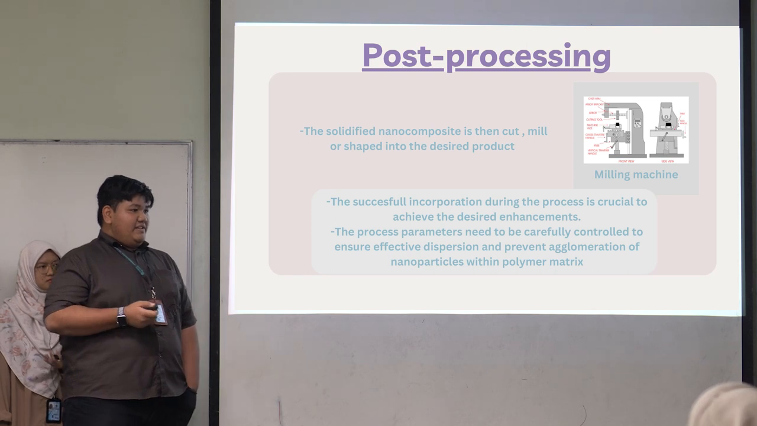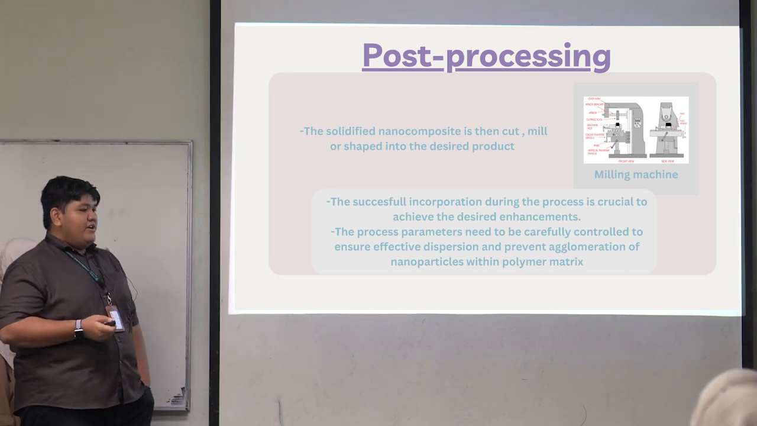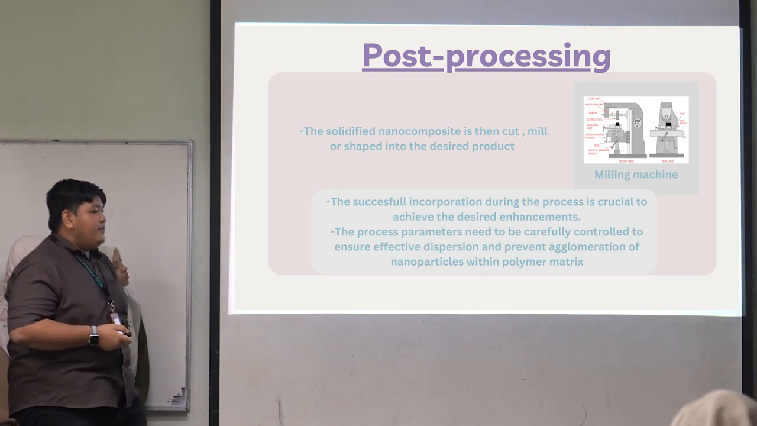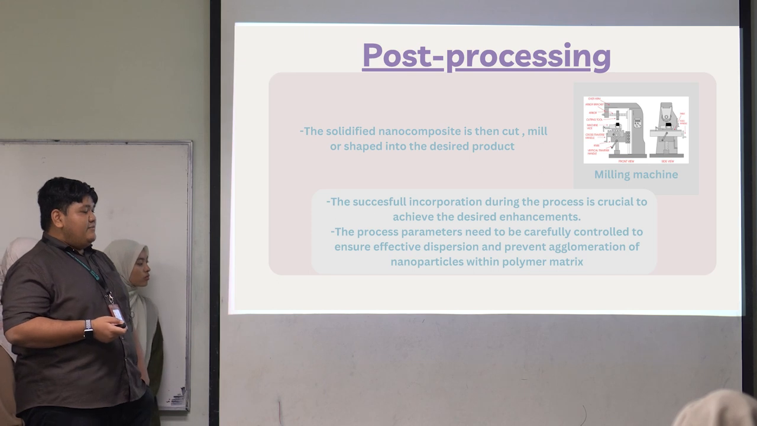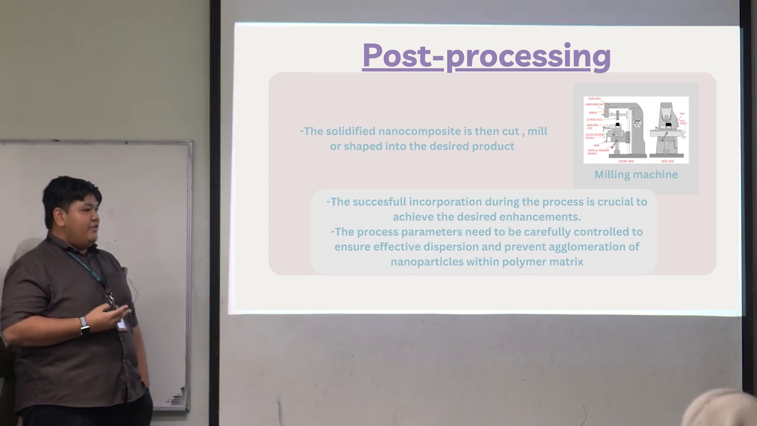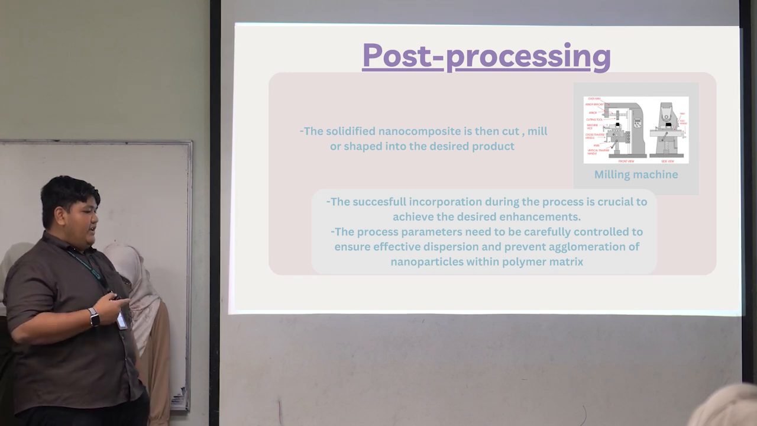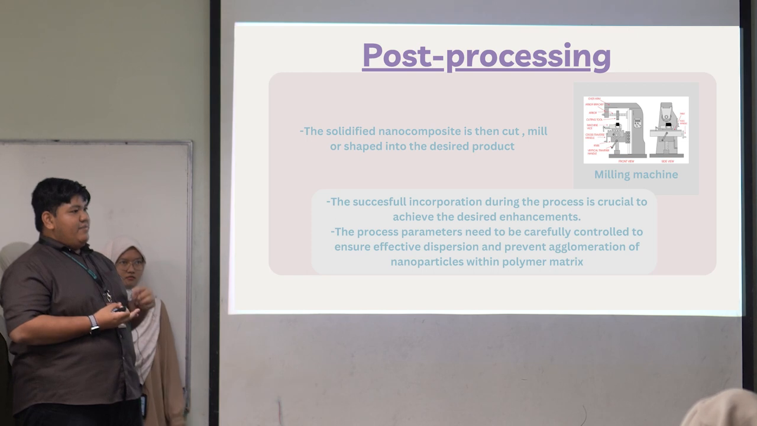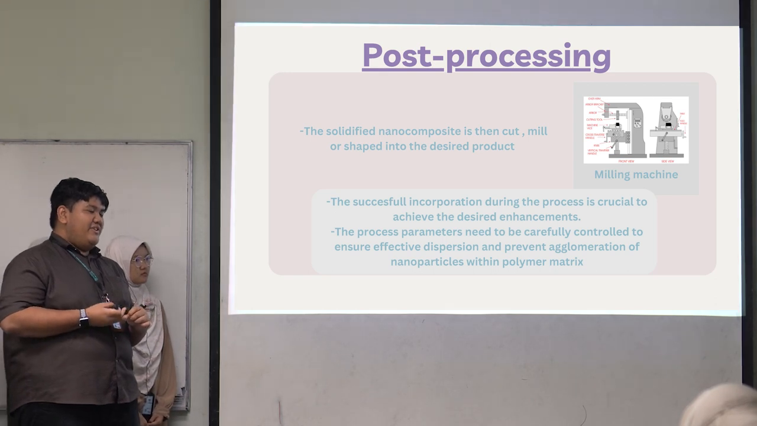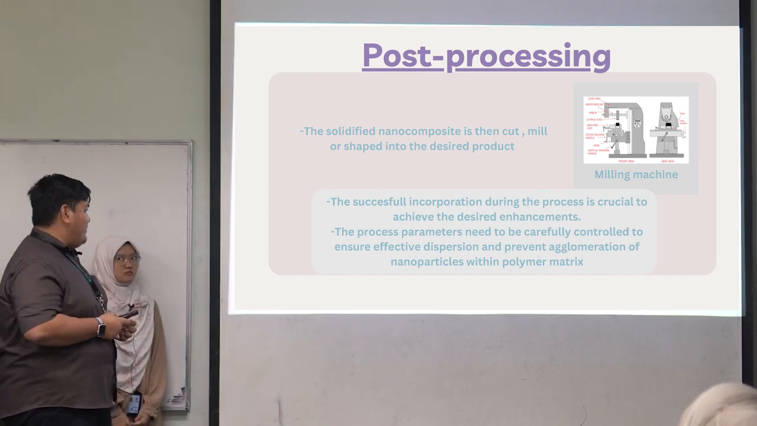After the nanocomposite has become solid, it is then shaped into the desired product by using the method of cutting and milling. And as has been said, the successful incorporation during the process is crucial to achieve the desired enhancements such as mechanical, thermal, electrical, and a lot of other functions, which can be achieved by carefully monitoring and controlling the mixing time and temperature, which will ensure the effective dispersion and prevent agglomeration of nanoparticles within the polymer matrix.